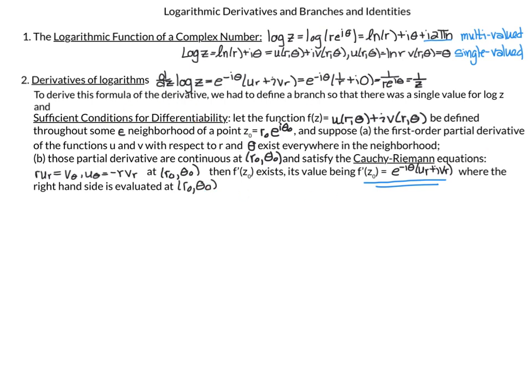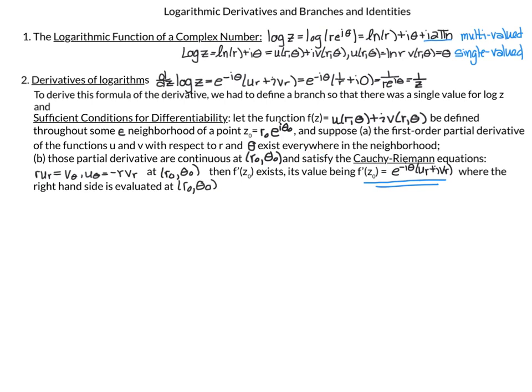And it says if we write f of z in the form u of r, theta, the real portion, plus i v of r, theta, and that the function is defined throughout some epsilon neighborhood of a point z naught, which is equal to r naught e to the i theta naught, if three conditions are met. First, the first order partial derivatives of the functions u and v with respect to r and theta exist everywhere in the neighborhood. That's the first condition. And second, those partial derivatives are continuous.